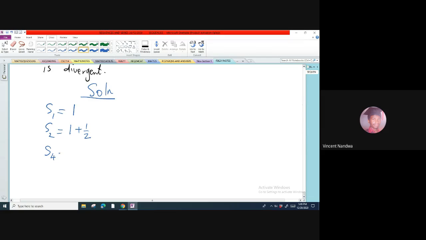S4 will be 1 plus a half plus a third plus 1 over 4, which is greater than 1 plus a half plus a quarter plus a quarter, which is 1 plus 2 over 2.